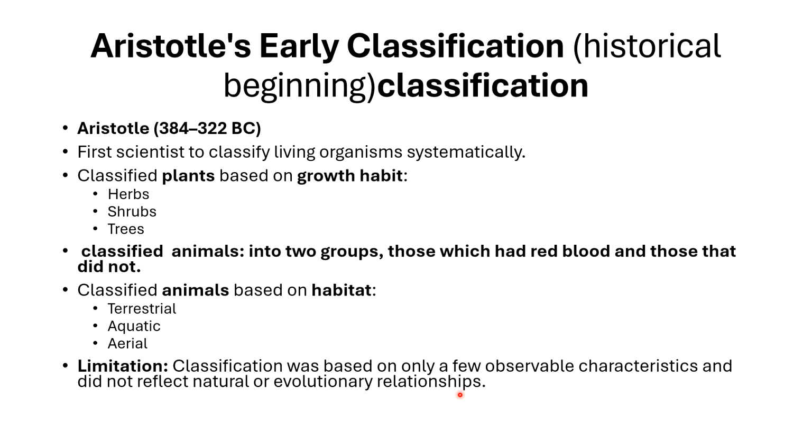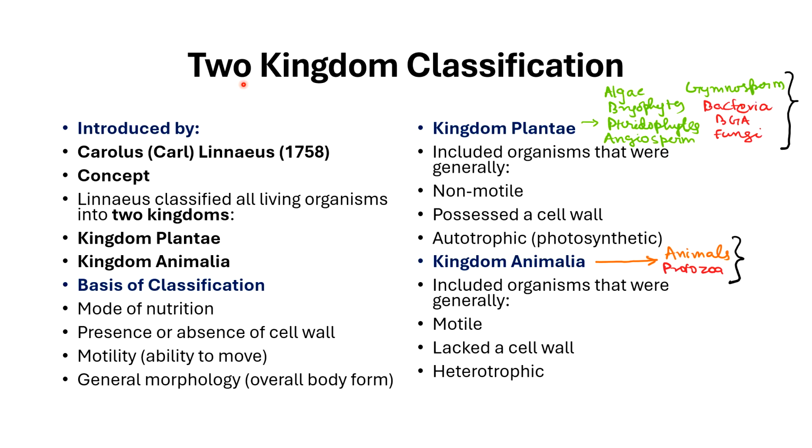Okay. After Aristotle came the two kingdom classification, which was given by Carolus Linnaeus in the year 1758. Both the scientist's name and the year are important. And Linnaeus divided all the living organisms into two kingdoms, kingdom Plantae or plants and kingdom Animalia or animals. And the basis of classification included the mode of nutrition. If the organisms were able to prepare their own food, they were placed under plants. If not, they were placed under animals.